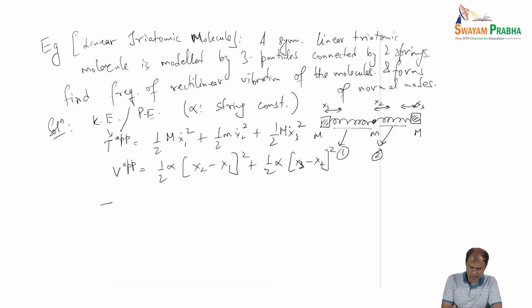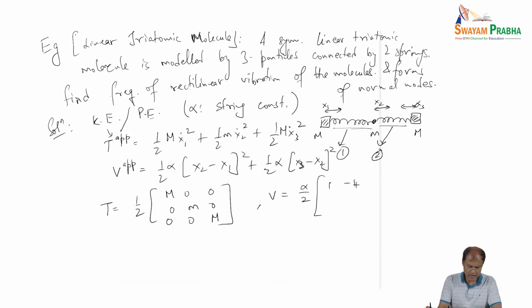So now we have that T is half m times the matrix with entries M 0 0, 0 m 0, 0 0 M, and V is alpha by 2 times the matrix 1 minus 1 0, minus 1 2 minus 1, 0 minus 1 1, right? So T and V are given as follows. We have just quickly written down the matrix form of these approximate kinetic and potential energies.